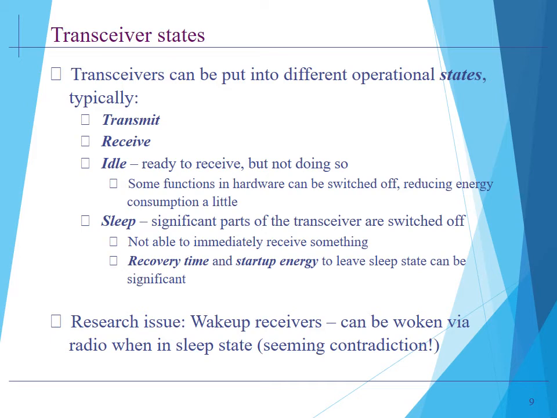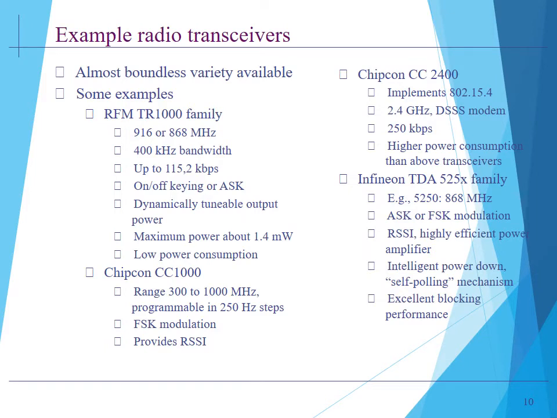There are wake-up receivers used in various radios for research purposes. As we have discussed many types of microcontrollers, even for radio transceivers we have different families like the RFM TR1000 family, Chipcon CC1000, Chipcon CC2400 and Infineon TDA525X family. How does each differ? They differ in terms of frequency, bandwidth, data rate and the modulation used for the communication.